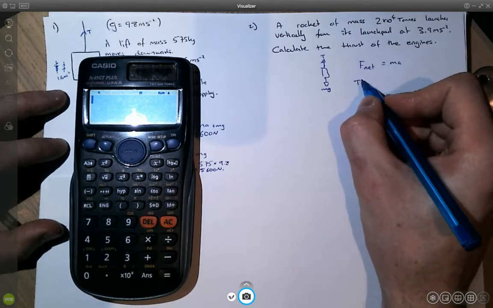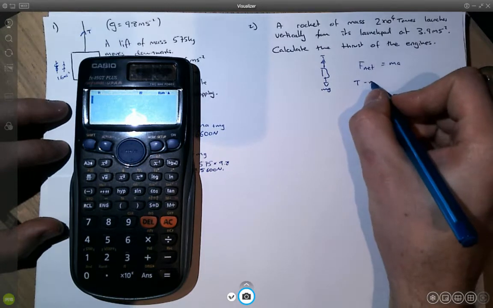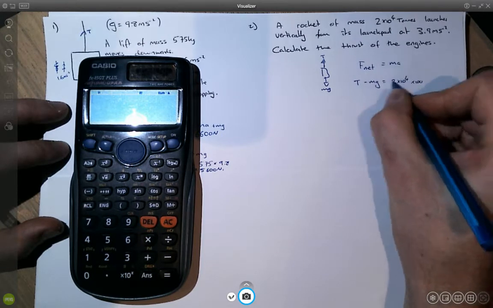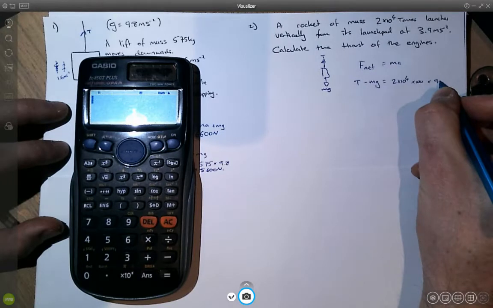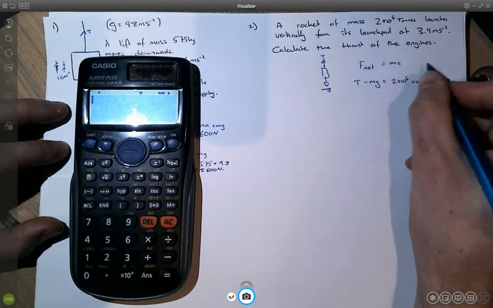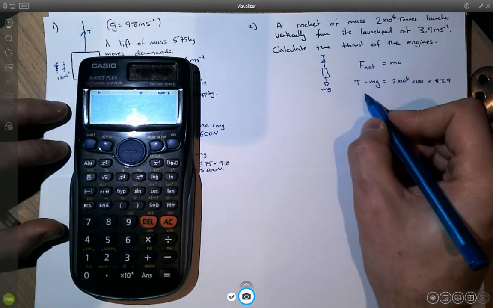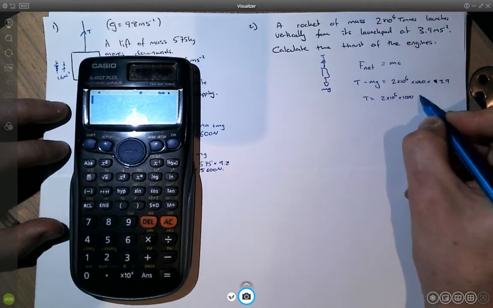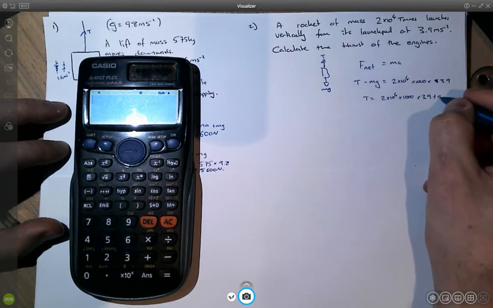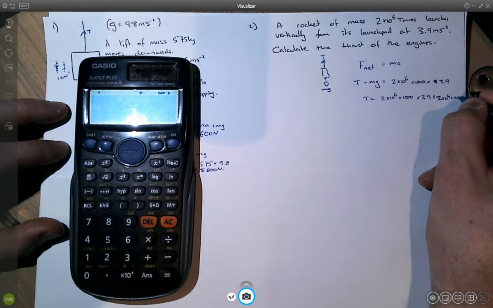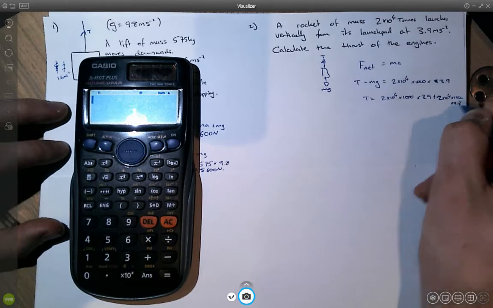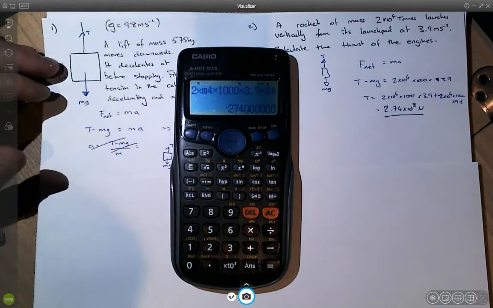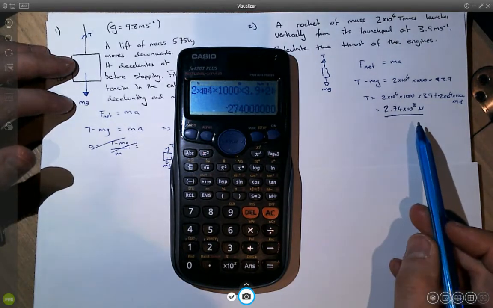It's going to be the thrust, and here T is thrust, not tension, minus the weight, is equal to 2 times 10 to the 4 times 1,000, because we want it in kilograms, times the acceleration, which is 3.9. And the thrust is going to be this plus the weight, so plus 2 times 10 to the 4 times 1,000 times 9.8. Plug that into our calculator, and we will get our answer, which you can see is 2.7 times 10 to the 8 newtons.